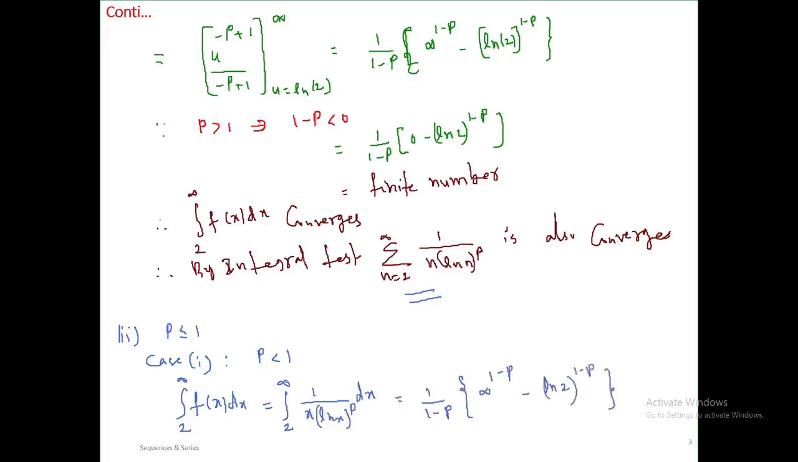Now in this same manner, here p less than 1, so if you bring p to the right hand side, you will get 1 minus p, which is more than 0, right? So since p less than 1, that implies 1 minus p is positive, more than 0. Once 1 minus p is positive, infinity power positive is infinity. So therefore for p less than 1, the integral value is infinity.